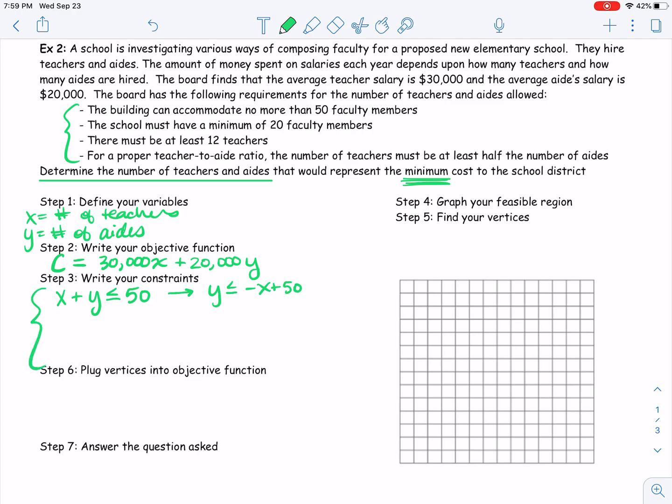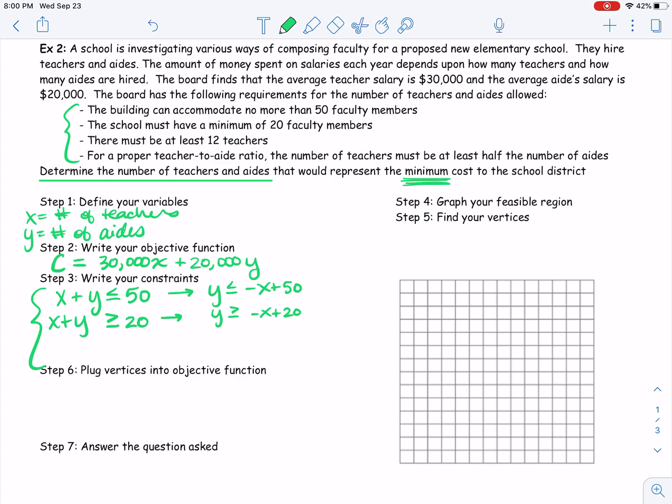I'm writing out my system here. Okay. The next constraint says the school must have a minimum of 20 faculty members. So that includes teachers and aides. So the number of teachers and the number of aides has to be a minimum of 20. So that means X plus Y has to be greater than or equal to 20. I can have 20 and anything more. I just can't have less than that. So it's somewhere between 20 and 50 faculty members. Again, I know I'm going to have to graph this, so I can go ahead and rewrite as Y is greater than or equal to negative X plus 20.